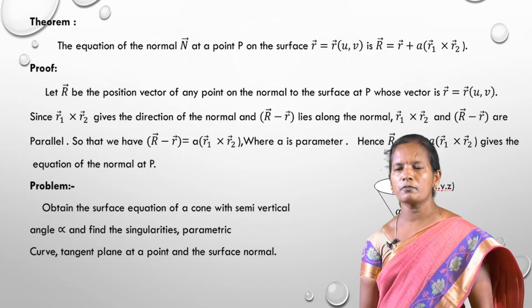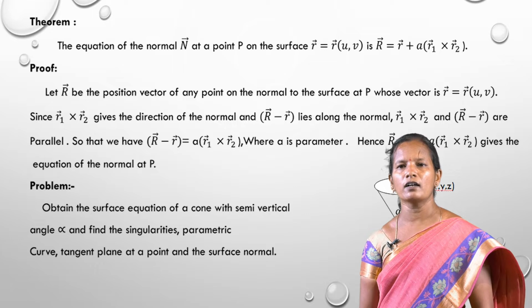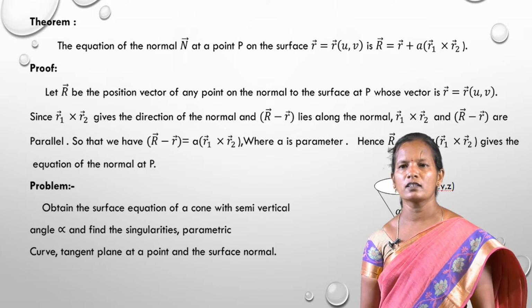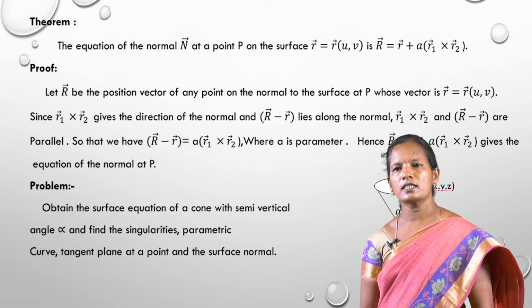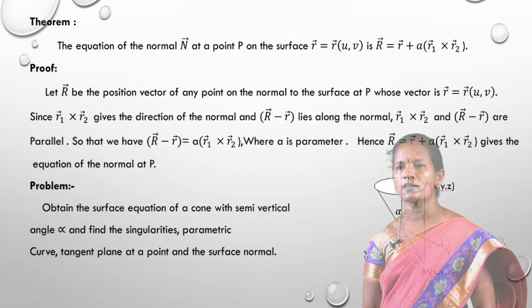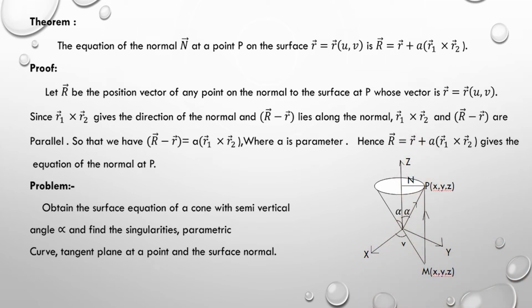Next, let us go for the problem. Obtain the surface equation of the cone with a semi-vertical angle alpha and find the singularities, parametric curve, tangent plane at a point and the surface normal. See the diagram. P of xyz and m of xyz are the points, and x, y, z are the axes, alpha is the angle.